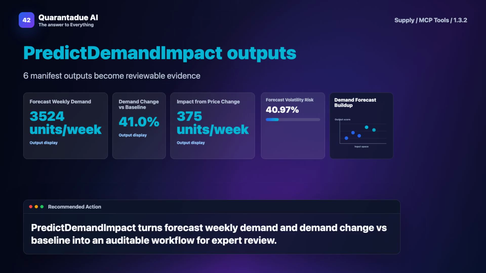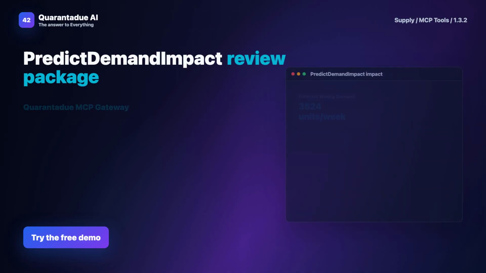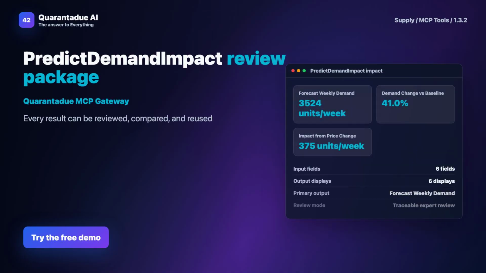Predict demand impact returns structured outputs such as forecast weekly demand, demand change versus baseline, impact from price change, forecast volatility risk, and demand forecast buildup. These outputs are designed to support review, reporting, comparison, and follow-up actions. The value of predict demand impact is not just automation, it is a controlled way to turn repeated supply work into a documented business process with clear inputs, transparent logic, and reusable outputs.